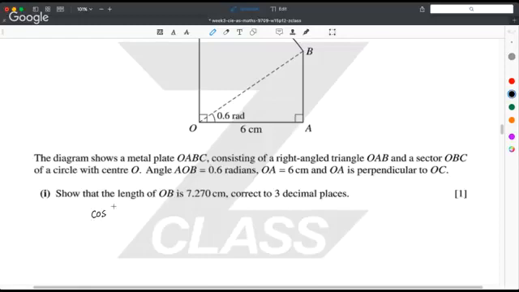That's why this is only a 1 mark question. We say cosine of 0.6 is adjacent over hypotenuse, so that's 6 centimeters over OB. And so that means that OB, if you just rearrange, is 7.270 centimeters.